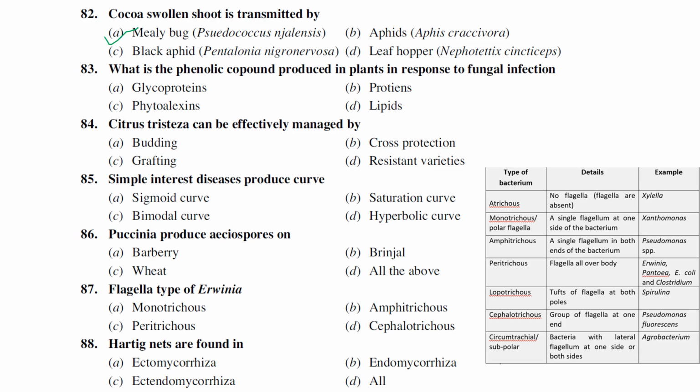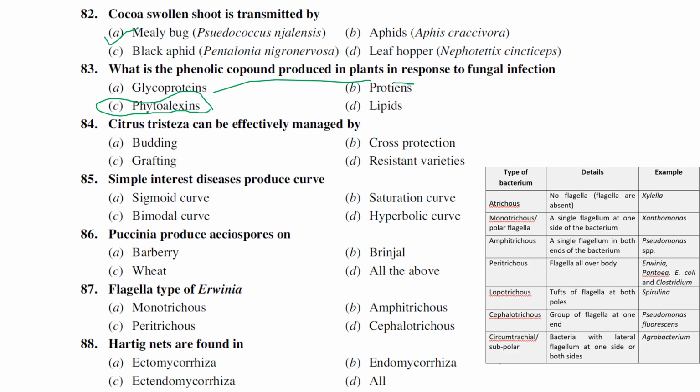The next one is, what is the phenolic compound produced in plants in response to fungal infection? Glycoproteins, proteins, lipids and phytoalexins. We know very well it is phytoalexins. Phyto means plant, alexin means protecting substances, which are produced by the plant against invading pathogens and abiotic stress also.